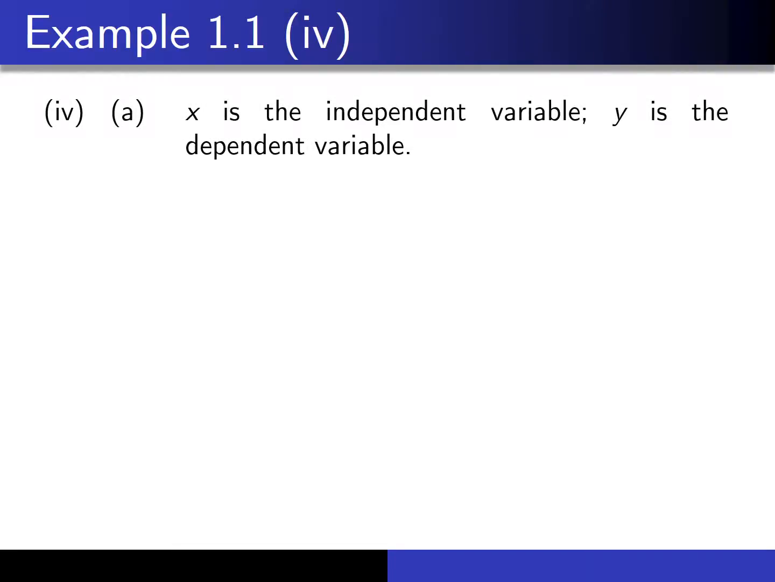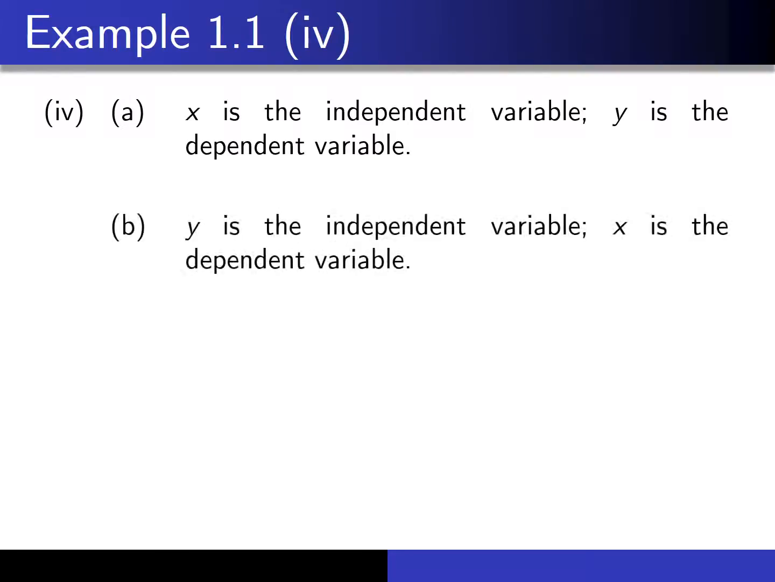For part 4, a, the concentration of a substance in a solution, y, will vary as time, x, passes. Hence, in this case, x is the independent variable, and y is the dependent variable. For part 4, b, the temperature, x, is affected by how fast the wind is traveling. Hence, in this case, x is the dependent variable, and y is the independent variable.